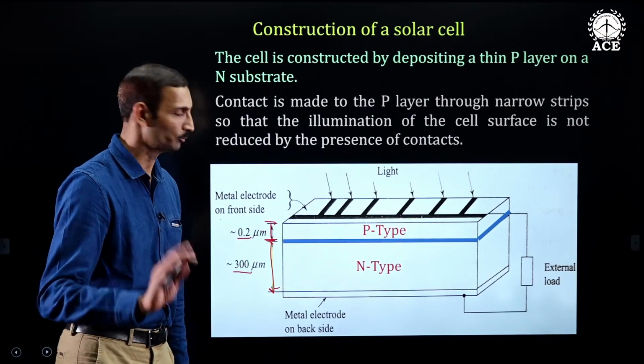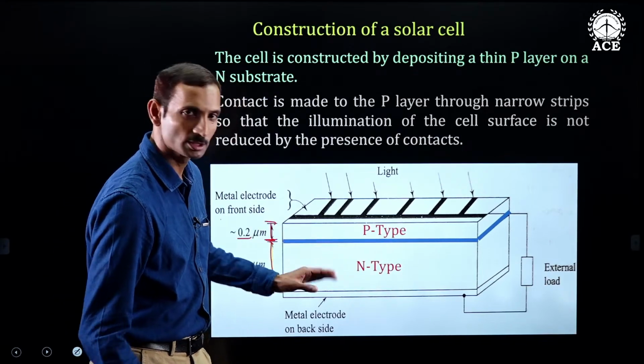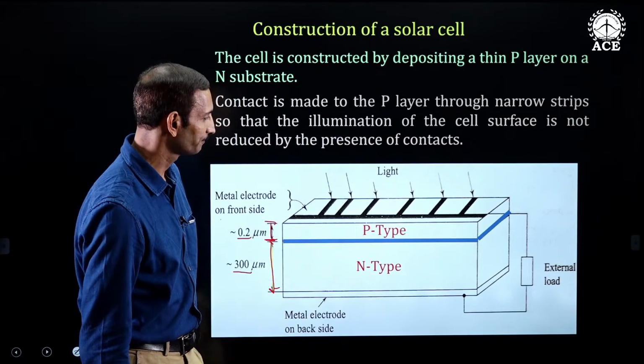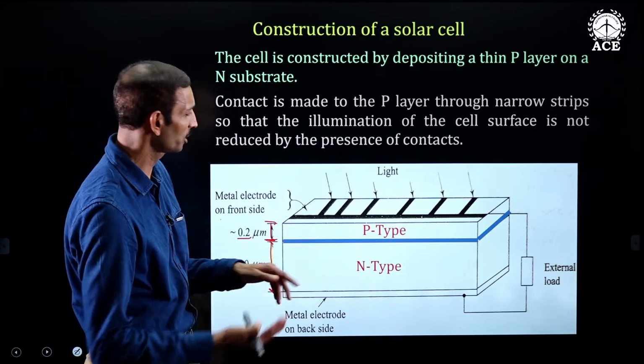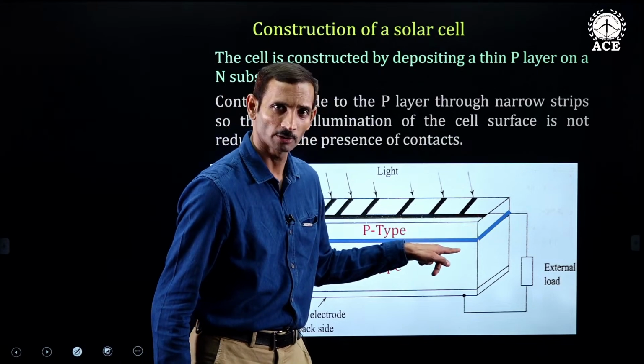Why is it so? I'll tell you. The N side, or N type material, is the one that is thicker in nature compared to the P side. These two are made to combine with each other to form a junction. This is the portion of the junction, right?